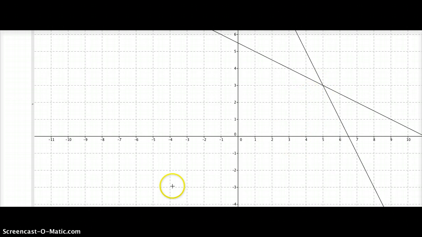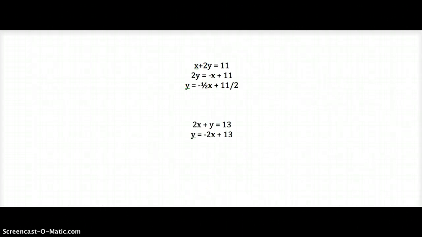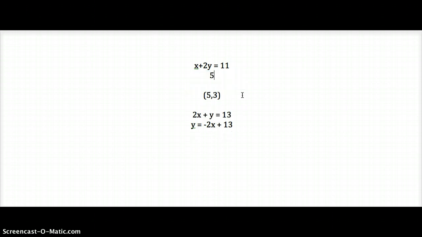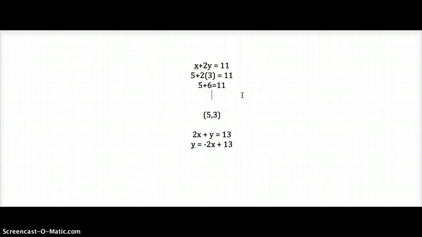And so the solution to this, going back, is (5, 3), and we can check by plugging it into these original equations. And so it is 5 plus 2 times 3 equals 11, which is 5 plus 6 equals 11, which is 11 equals 11. Yes. Let's check it in the second one, and we get 2 times 5 plus 3 equals 13, which is 10 plus 3 equals 13, or 13 equals 13.